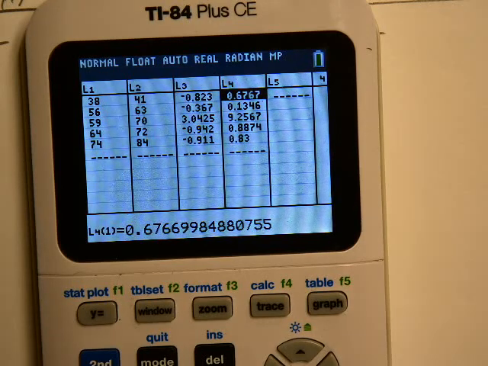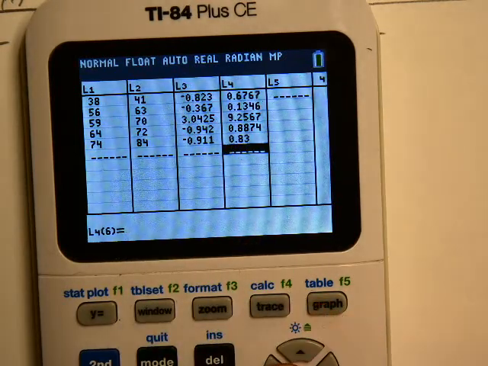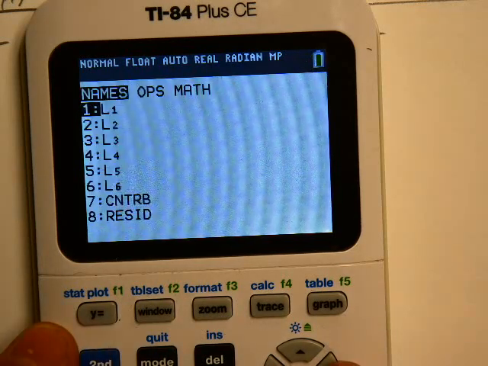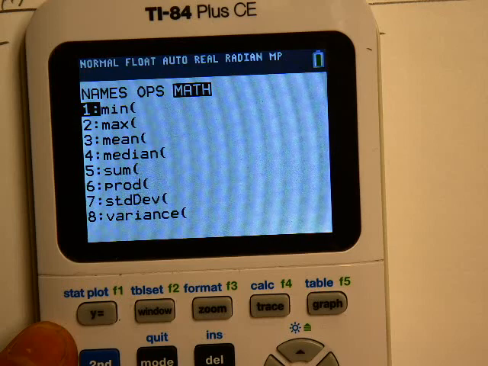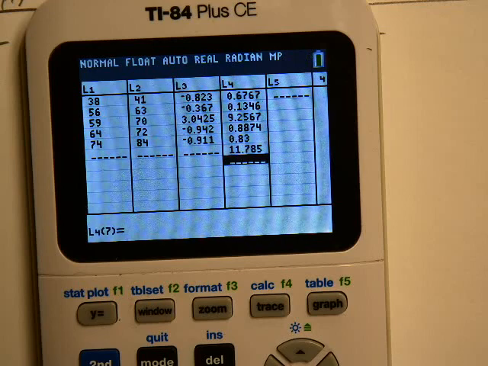And I want to add those up. So I'm going to do exactly the same thing that we did when we checked to see if there was a 0 there. So I'm going to go down to the bottom. I'm going to go second stat. I want math. I want the sum. And what do I want the sum of? All of the squares. So L4. There's probably a quicker way to do this, but there's not a shortcut way to do it. Okay? All right. So this is the sum of all of the residuals squared.